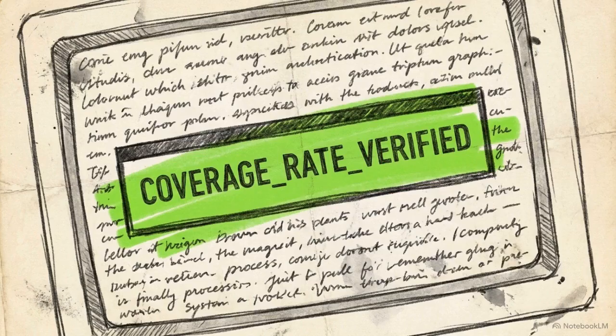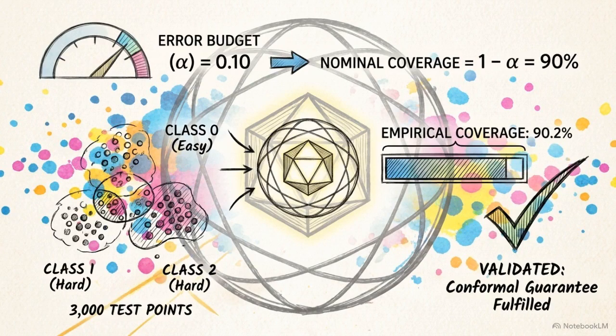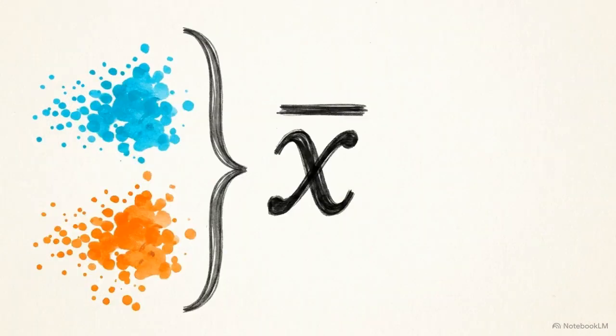We can prove this works by running an empirical audit on our synthetic data. By setting an error rate, or alpha, of 0.10, we are demanding exactly a 90% coverage rate from the system. The results confirm the theory. The overall empirical coverage lands at 90.2%, fulfilling the request. This result is known as marginal coverage. It is an average rate of truth capture across the randomness of both the calibration and test sets.